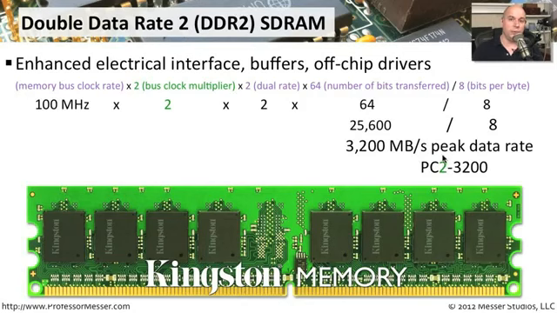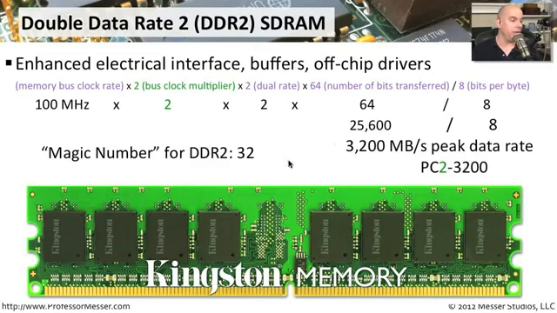The magic number here for DDR2 memory would be the number 32. If we take that 100 megahertz and simply multiply it by 32, we can skip all of these other equations and simply come up with 3200. And conversely, we can take 3200 divided by 32 and get our memory bus clock rate of 100 megahertz.